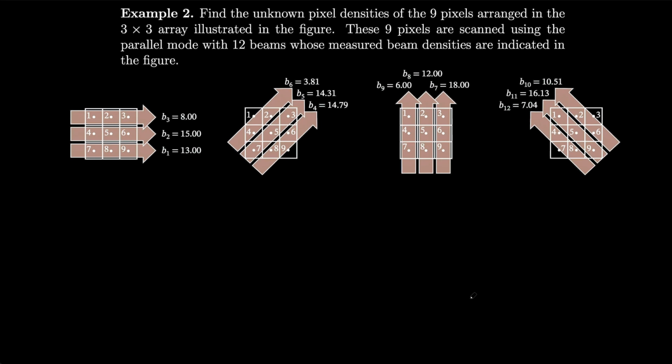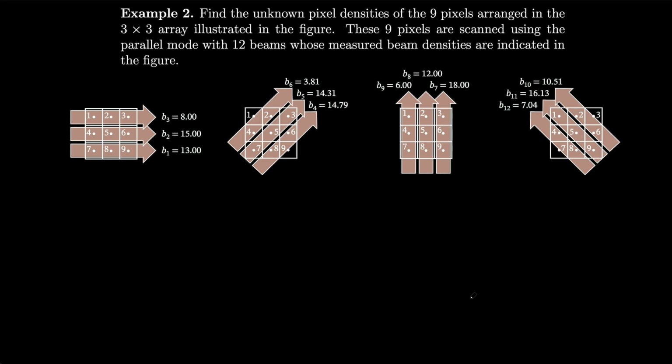Let's now find the unknown pixel densities of the 9 pixels arranged in the 3x3 array illustrated in the figure. These 9 pixels are scanned using the parallel mode with 12 beams whose measured beam densities are indicated in the figure. So we're trying to find unknown pixel densities in order to, for example, construct a slice, like a scan from a CAT scan machine, where you project a whole bunch of beams onto pixels, and you have to try to figure out pixel densities from an overdetermined system, and then use those to construct a two-dimensional image.